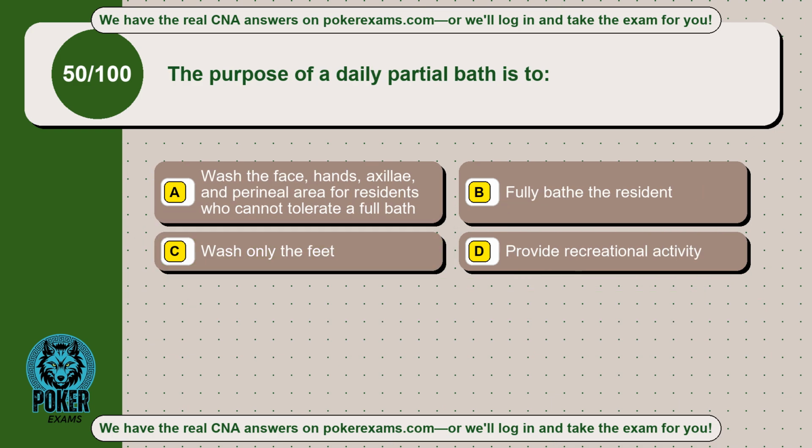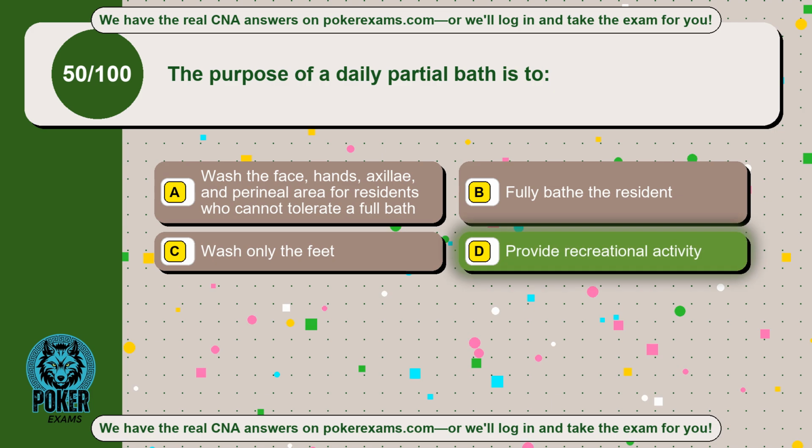Question 50. The purpose of a daily partial bath is to: Option A. Wash the face, hands, axilla, and perineal area for residents who cannot tolerate a full bath. Option B. Fully bathe the resident. Option C. Wash only the feet. Option D. Provide recreational activity.